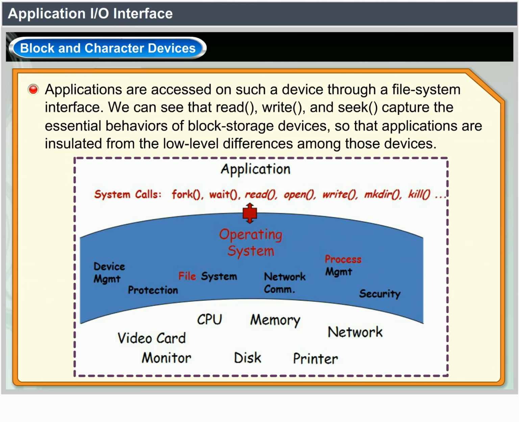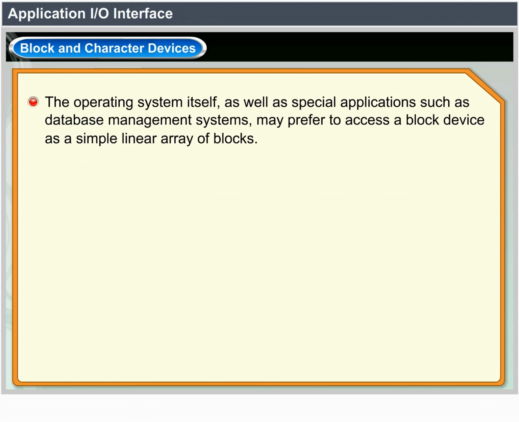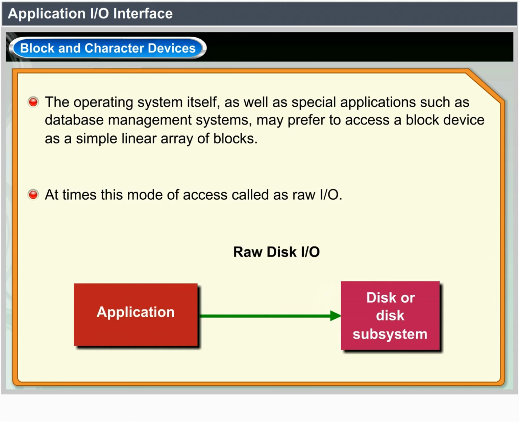We can see that read function, write function, and seek function capture the essential behaviors of block storage devices so that applications are insulated from the low-level differences among those devices. The operating system itself, as well as special applications such as database management systems, may prefer to access a block device as a simple linear array of blocks. This mode of access is sometimes called raw input-output.